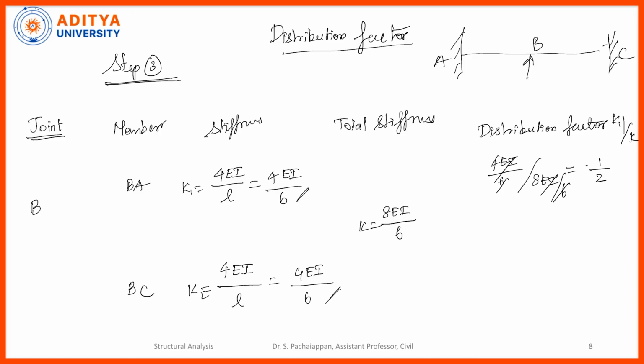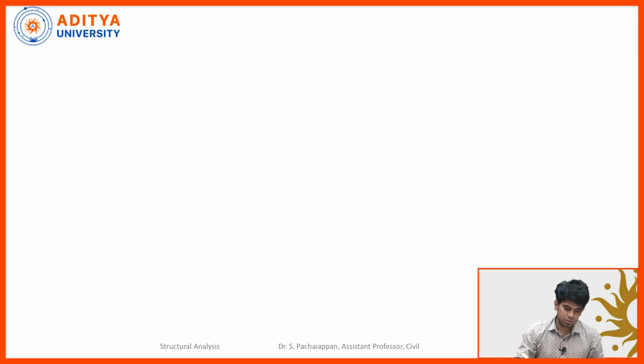In this case also, 4EI by 6 divided by the total stiffness 8EI by 6. So I will be getting 1 by 2. 6 gets cancelled and then EI gets cancelled. I will be getting the value 1 by 2, which is 0.5. So we got the distribution factor.